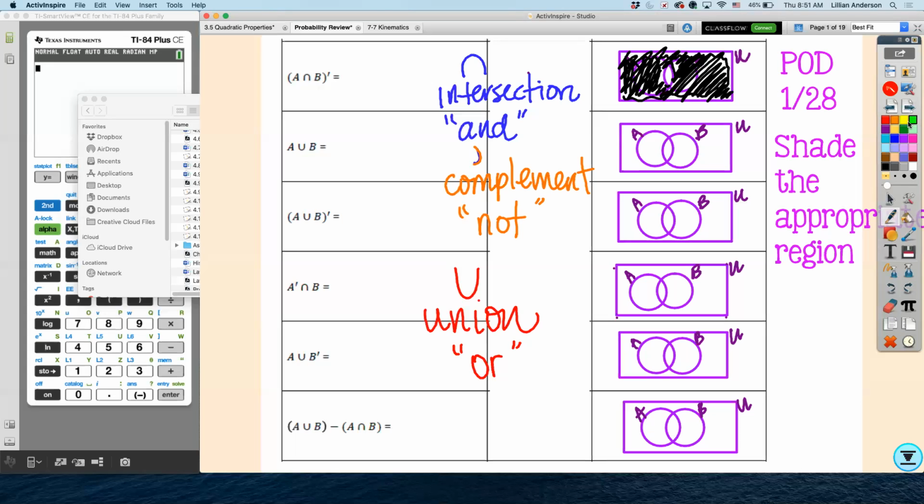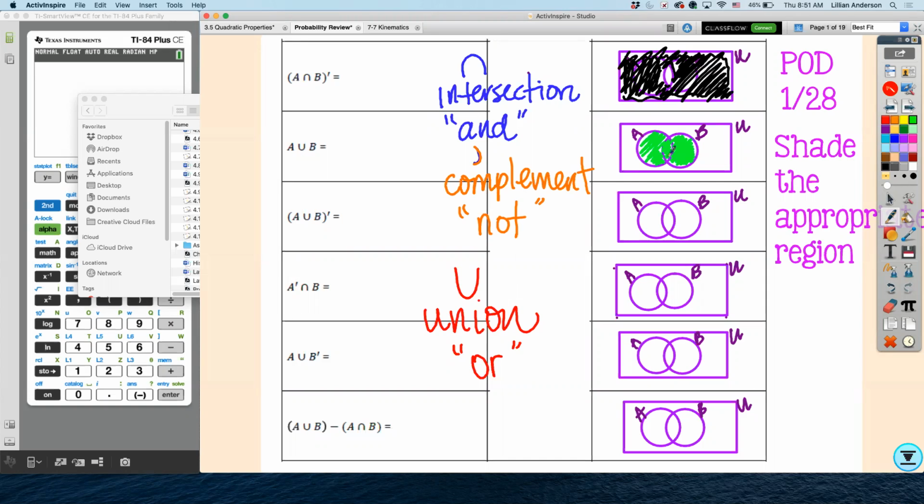The circle beside the intersection? Yeah, without the intersection. Why not the intersection? Because it says or. But the union actually means A or B or both. So it's actually everything, all the bubbles, including that intersection.